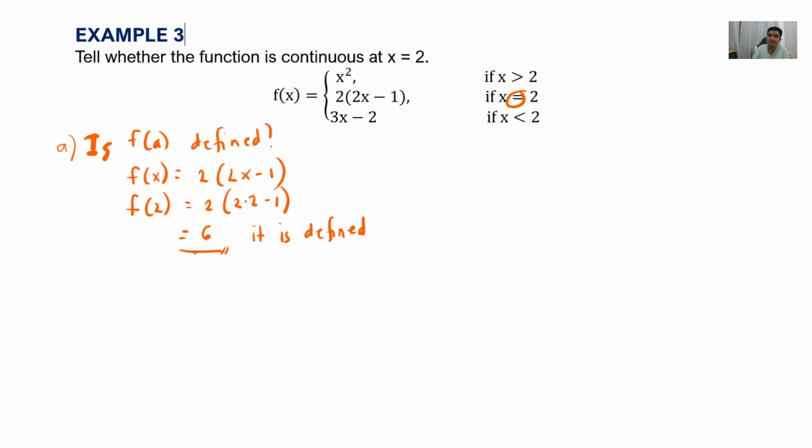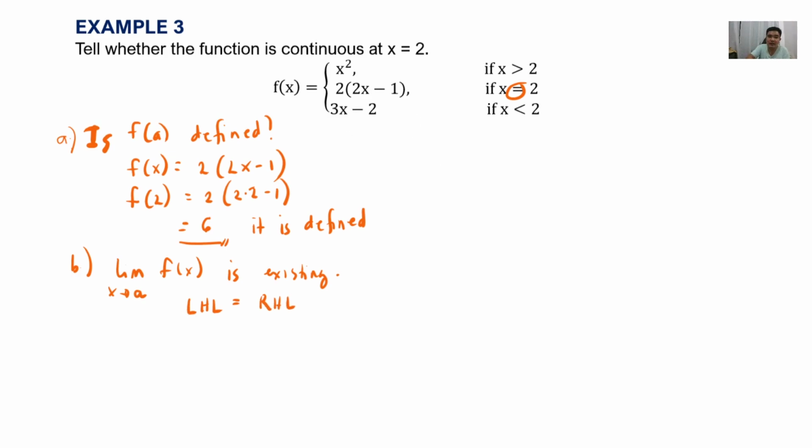Dapat defined yung ating function. Next, yung limit of our function, okay, as x approaches a should be existing. Yan yung condition number 2 natin. So, dalawa yung function natin, yun yung left hand limit natin, so yung lesser than, tsaka yung right hand limit natin, which is yung x greater than 2. So, they should be equal. Yung left hand limit natin should be equal to the right hand limit.